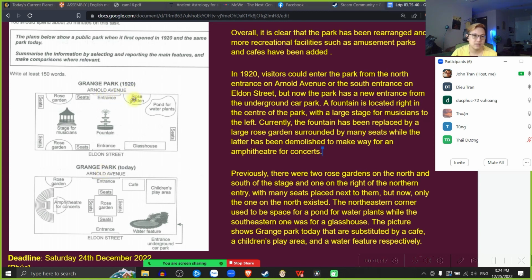Arnold Avenue and Eldon Street. You see the fountain is removed, replaced by the Rose Garden here. And then a stage for musicians, an amphitheater for concerts, seats, and everything. I think just the entrances are at the same place, and this Rose Garden at the same place. But most of the other things are changed, right?